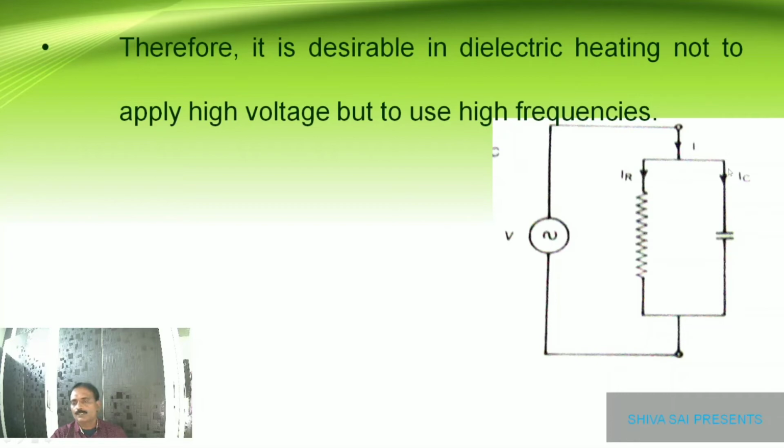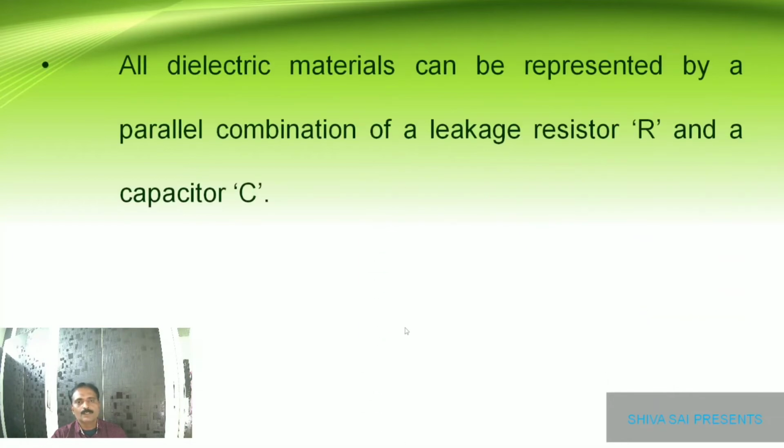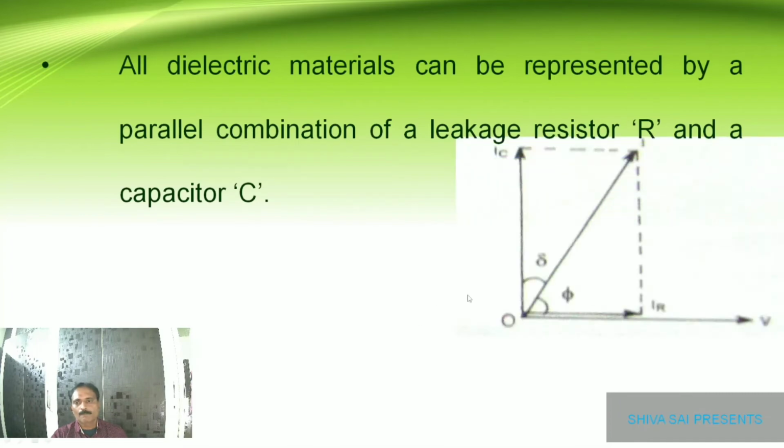And as we know, this capacitor current is going to lead the voltage by 90 degrees, whereas the dielectric loss component of current is the resistive component, and that will be in phase with the supply voltage. So here we can have the phasor diagram for this. If we take V as the reference vector and I is the total current, let us say phi is the phase angle between voltage and current.